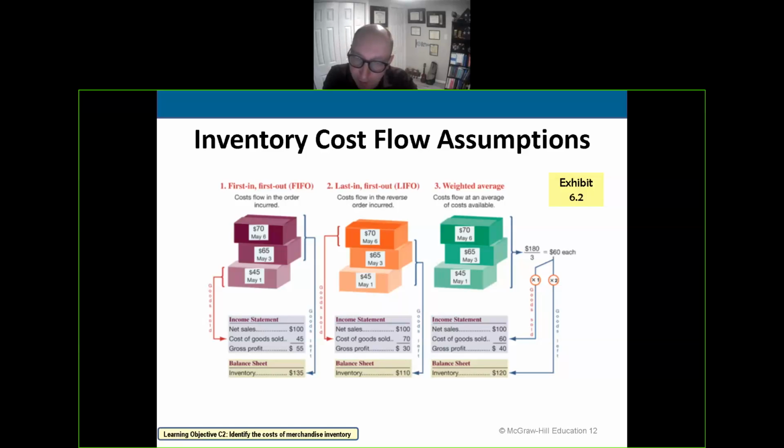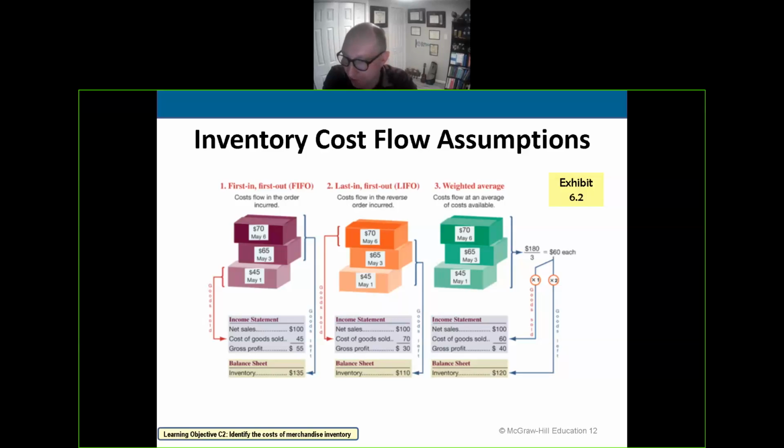We take the $180 of purchases that we made throughout the accounting period and we divide that by the number of purchases throughout the accounting period. In this example, 3. 180 divided by 3 is $60. That's our average. That's our weighted average, yeah?